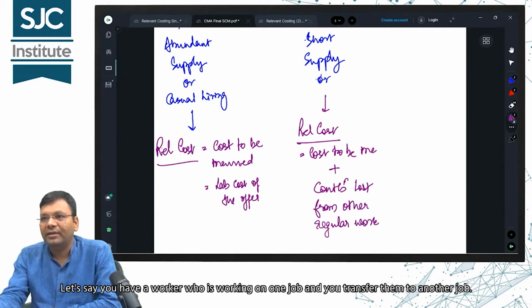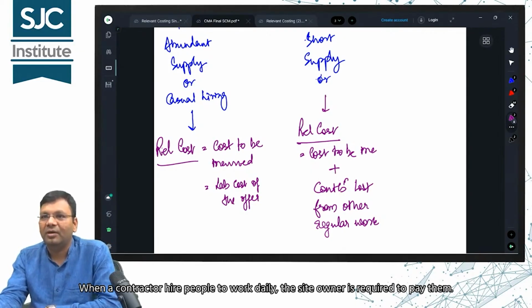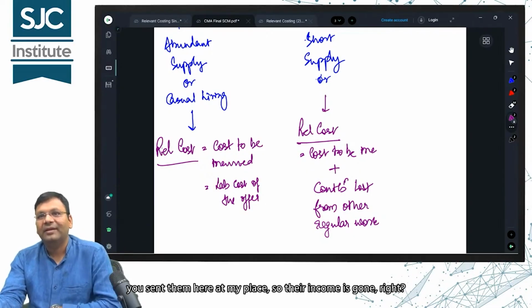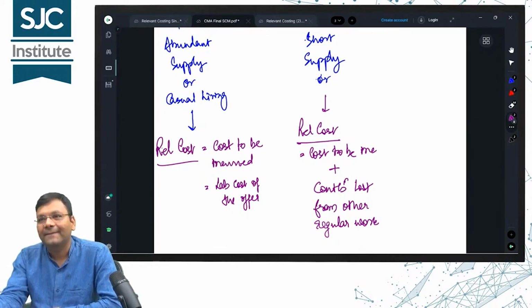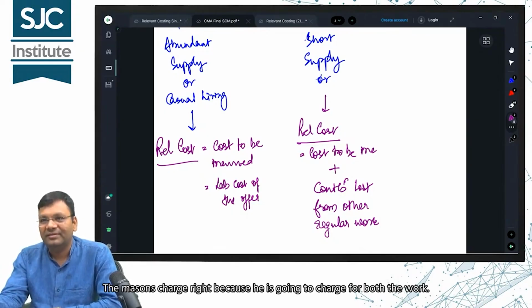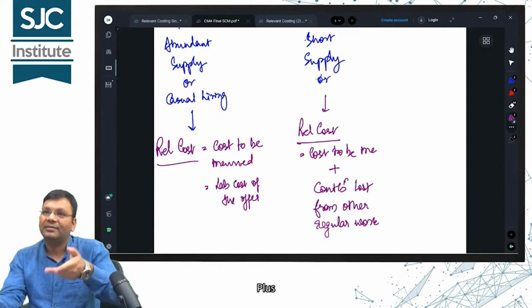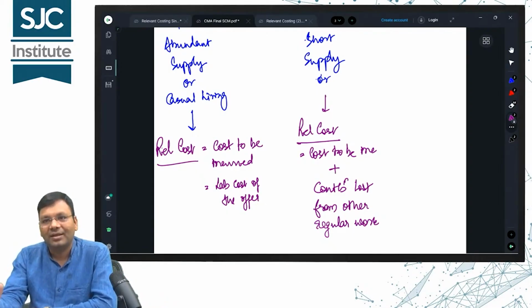Let's say you have a worker who is working on one job and you transfer them to another job. When a contractor hires people to work daily, the site owner is required to pay them. Today you send your 2 men here to my place, so their income is gone, right? So what will you ask from me? The mason's charge, right, because he is going to charge for both the work. Plus contribution lost. Is it clear?